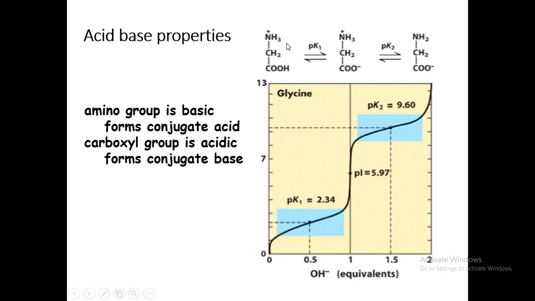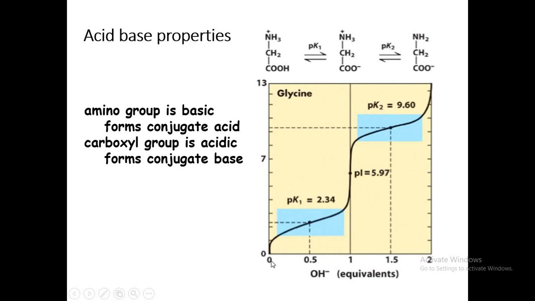So here we can see that this is a graph, depicting the pH from lower pH to higher pH, 0 to 13. So pH from 0 to 7 is the acidic pH, 7 is neutral, and from 7 to 13 it is the basic pH.